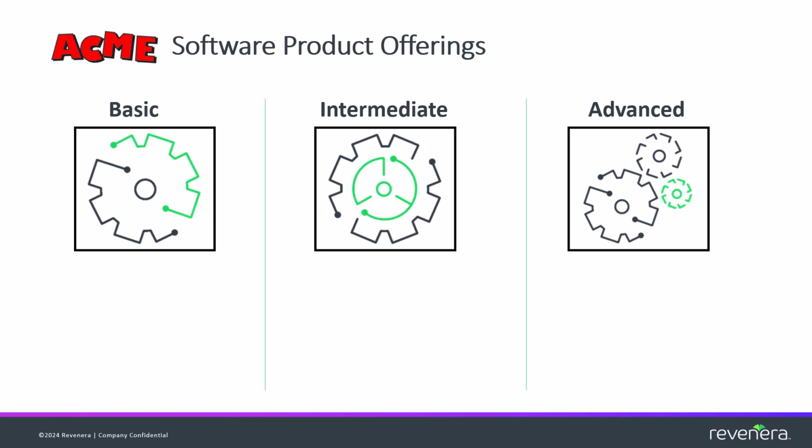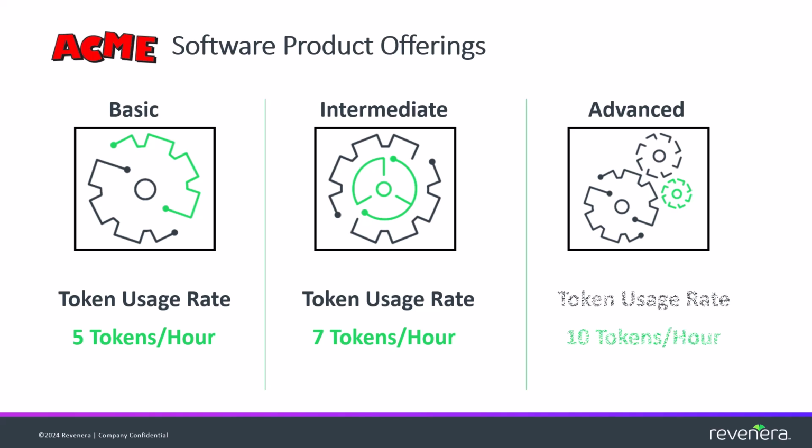To address this, Acme implemented a consumptive token-based model using Revenera's Elastic Access. Using this model, Acme customers purchase a quantity of consumable tokens, which are then applied towards use of any of Acme Software's products, with each product having its own token consumption rate. In this demonstration, the cost for use of the basic offering is 5 tokens per hour, intermediate is 7 tokens per hour, and advanced is 10 tokens per hour. Let's now take a look at the demo application.